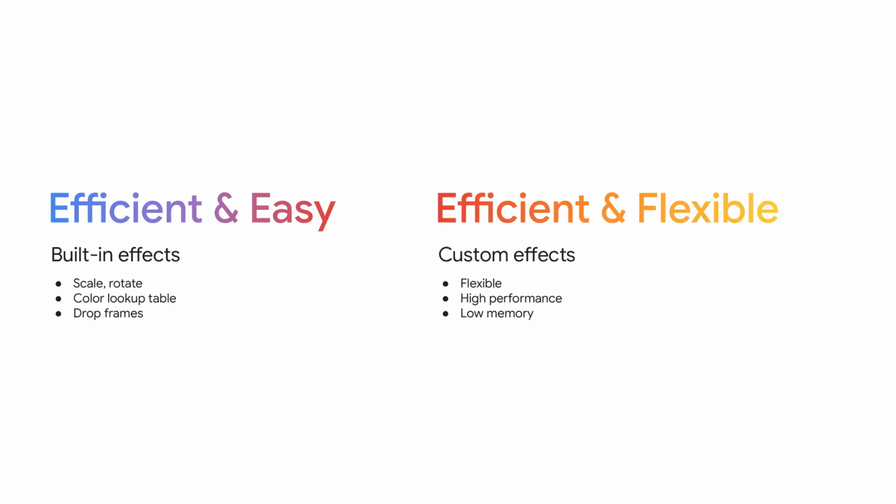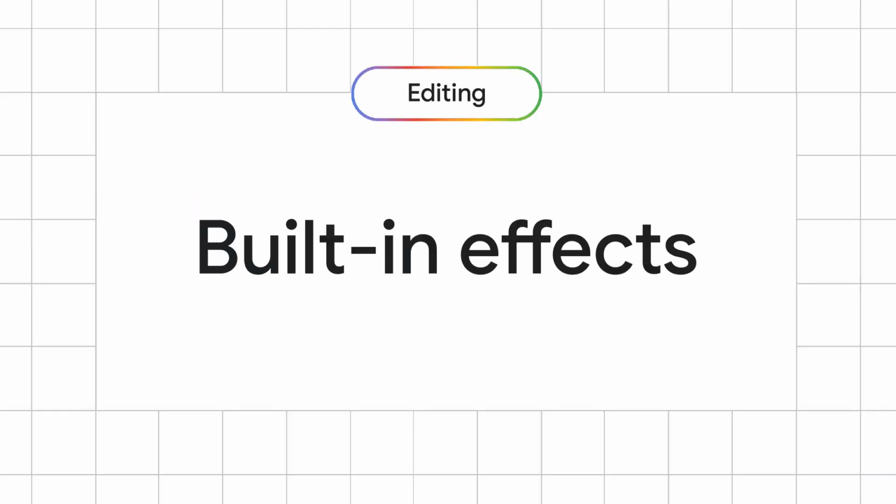Media3 offers two approaches to applying effects. Built-in effects are designed for efficiency and ease of use. They handle common video processing tasks like scaling, rotation, and lookup tables. Custom effects are more advanced and specialized. This approach provides incredible flexibility and control, but does require OpenGL knowledge. Now, let's begin with built-in effects. These are the essential tools of Media3 editing capabilities.